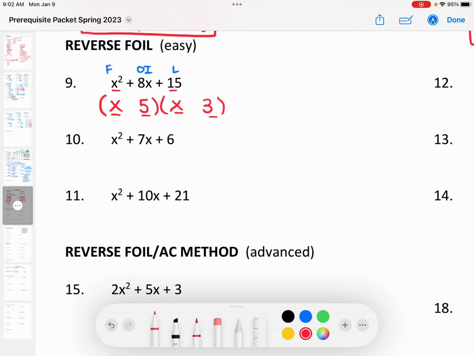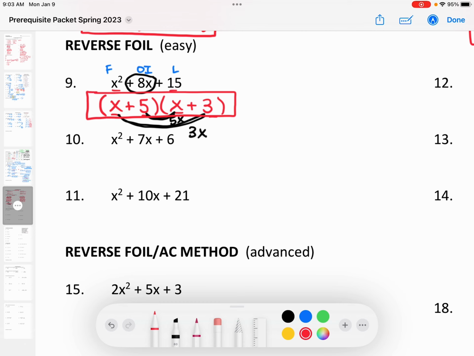And the reason the 5 times 3 works nicely is because when you do the outside inside now, do you see how the outside gives us a 3x and the inside gives us a 5x, which altogether the OI would give us an 8x. So that's a good sign. Everything's positive, so I'll just keep little pluses in there, and that would be my final answer.